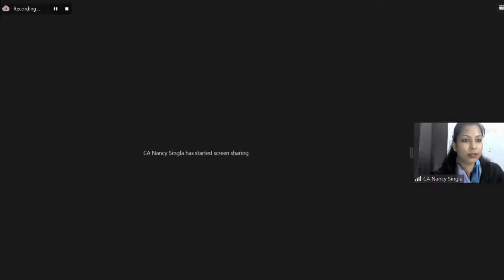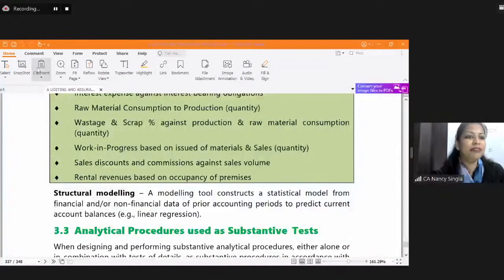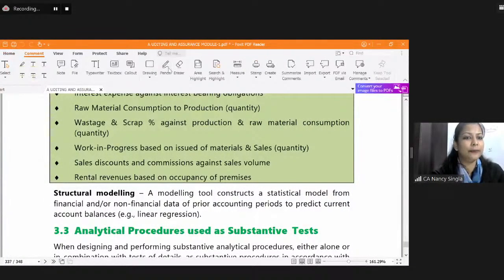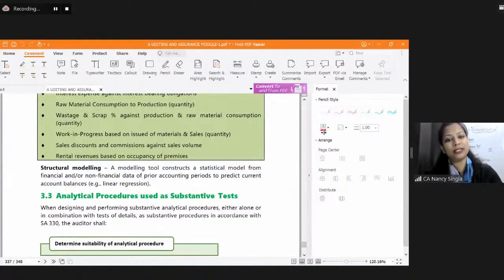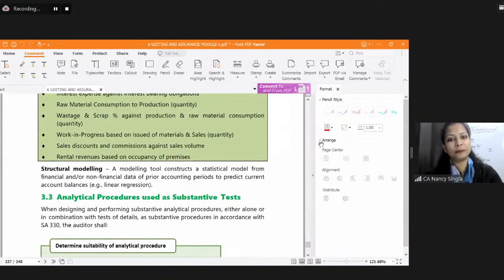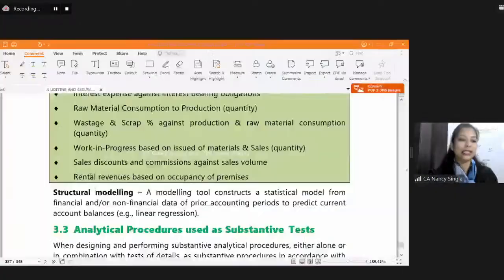The last is structural modeling. Structural modeling. What is this? See, if you remember, we saw that the methods to be used can be simple or complex. And I told you that we'll be discussing what? We'll be discussing this in detail in structural modeling.